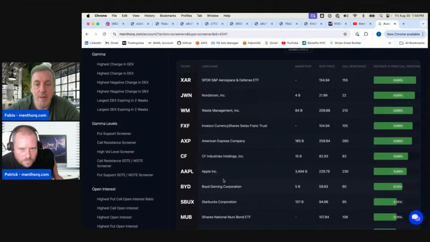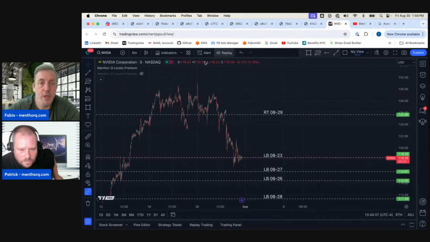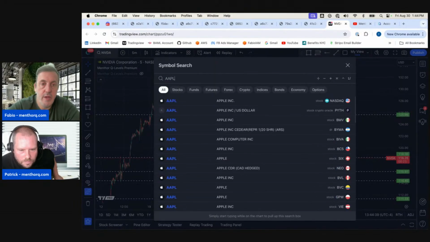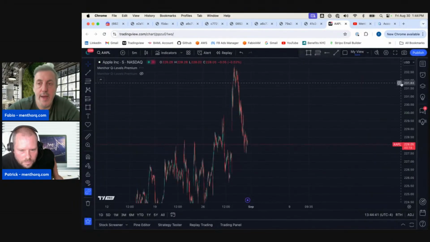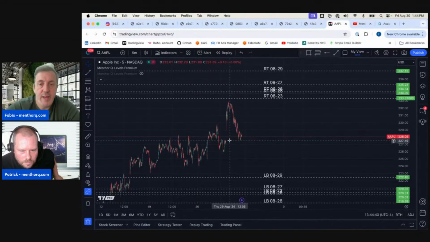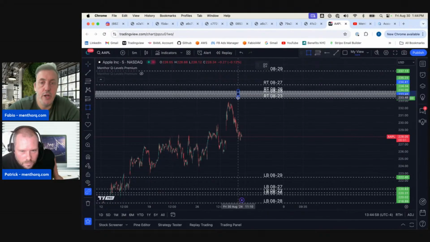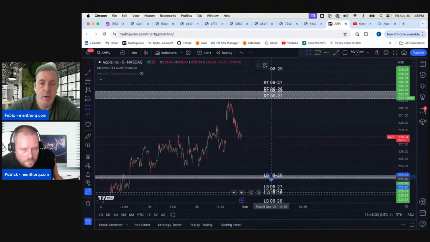So Apple, for example, is near the core resistance. Maybe I want to go back into my chart and monitor what's going on in Apple. As we can see, we have a pullback from this area here, which is also very close to our risk trigger from the 23rd. There's a big concentration around this level. So again, map it out on your chart and monitor that if you're interested in that company.